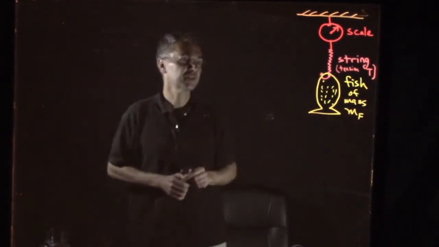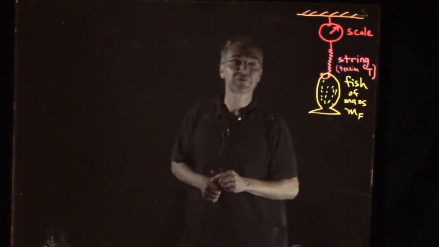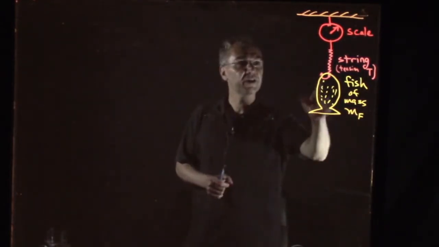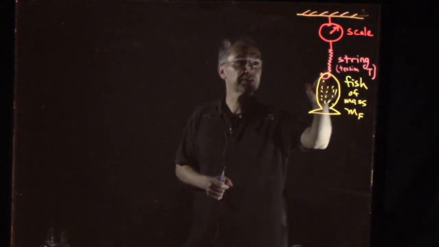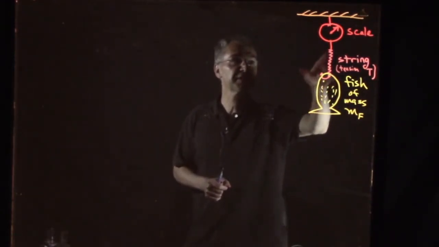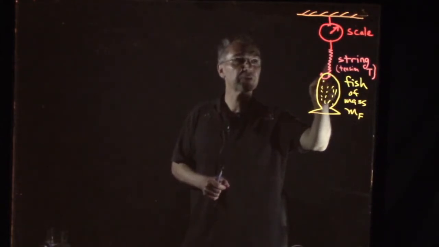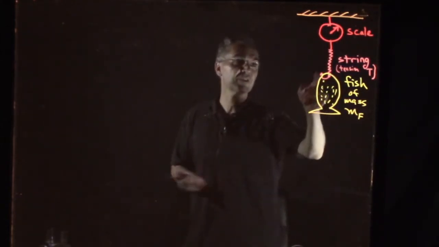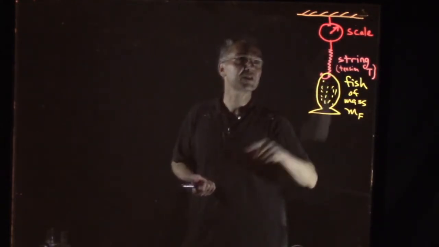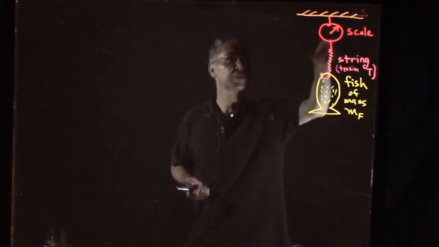I have a fish. Apologies to any vegetarians out there. Let's say I caught the fish. Here's a fish hook on the end of a string. What is the force exerted by the string on the fish? That's equal to the tension in the string. And then I have a scale up here. It's like a fish measuring scale.